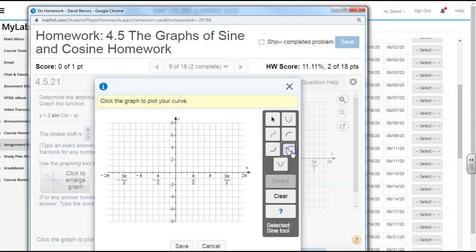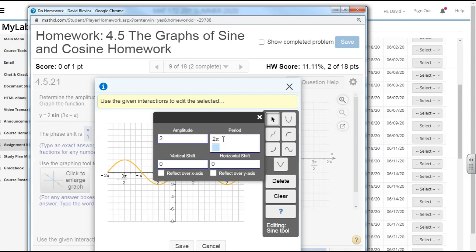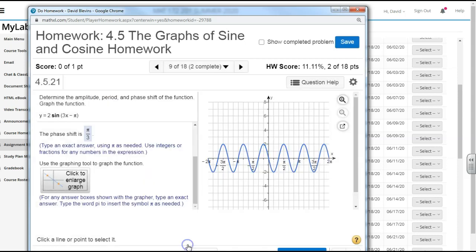So when I go to graph, I'm going to just click that for the sine curve. The amplitude is 2. The period is 2 pi over 3. There is no vertical shift. There is a horizontal shift of pi over 3. And if you see that it rotated to the right, I'm going to save that, and then I'll check my answer.